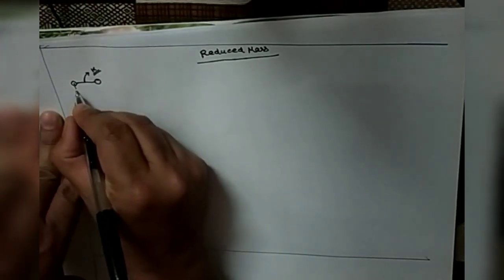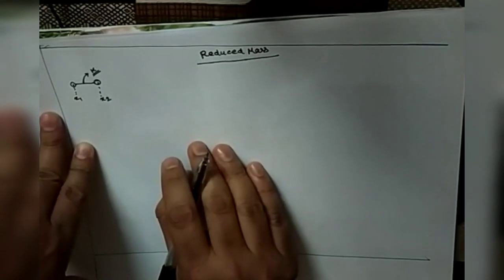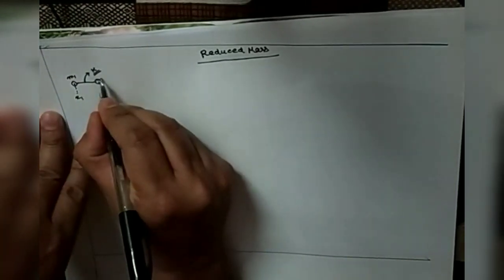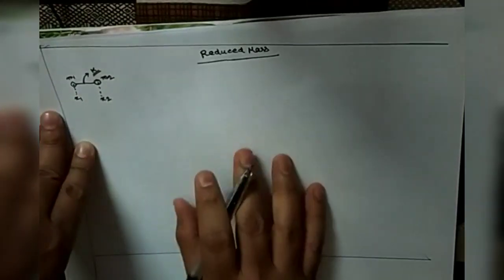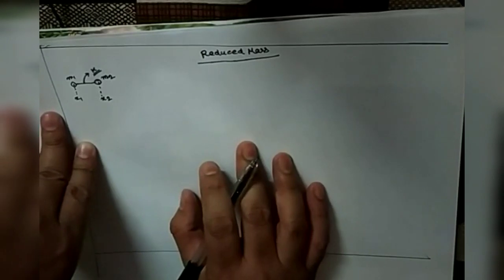Now say that the absolute coordinate of the first atom is x1 and the absolute coordinate of the second atom is x2. The mass of the first atom is m1 and the mass of the second atom is m2. So x1 and x2 are the positions of atom 1 and atom 2, and m1 and m2 are the masses of atom 1 and atom 2.